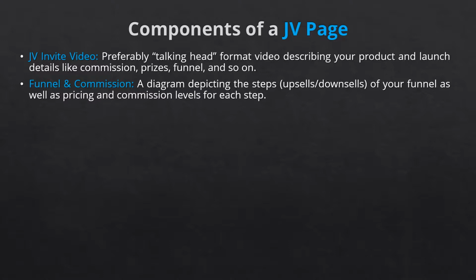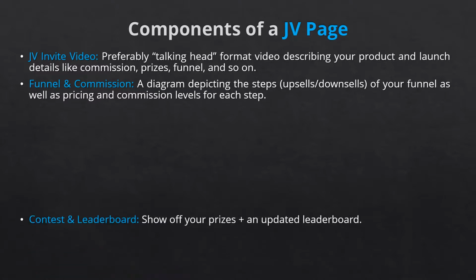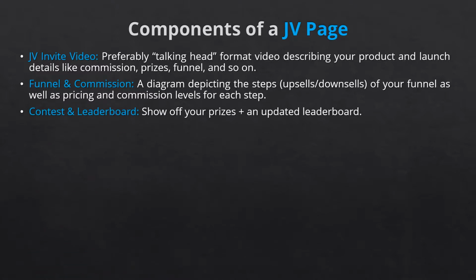Now usually your contest and leaderboard will be together in the same section. You'll want to show images of your contest prizes if they're physical items, as well as other details. For example, if you're offering cash alternatives for people who don't want the physical prizes. If you have a minimum sales requirement for each prize, list those clearly. But be warned, a lot of JVs don't like minimum requirements.